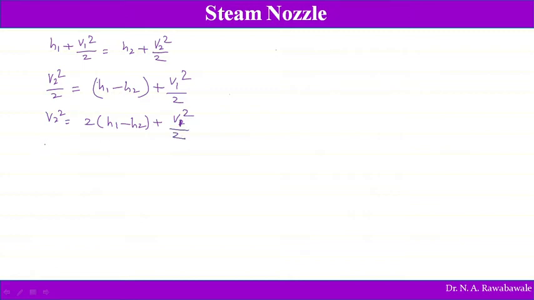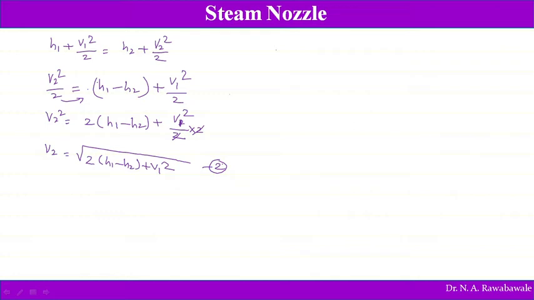So V2 is equal to square root of 2 into... 2 is transferred on right hand side, so 2 comes here in multiplication, and the multiplication with this 2 gets cancelled. So what is going to remain? 2 into H1 minus H2 plus V1 square. So this is the velocity of steam given by this equation number 2.